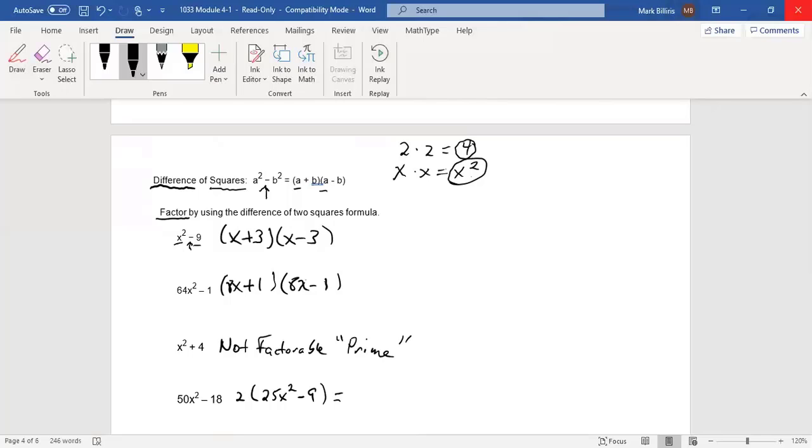Now, we test this to see if it meets the criteria for the difference of squares. First of all, it is the difference. It is a subtraction problem. We know that 25x squared is a perfect square. That's 5x times 5x. And we also know that 9 is a perfect square, 3 times 3. So we're going to write down our greatest common factor, which was 2. And now we're going to follow the pattern to factor the difference of two squares. So we know 5x times 5x gives us the 25x squared. We know 3 times 3 gives us 9. We know one of our factors has to be positive and the other negative.